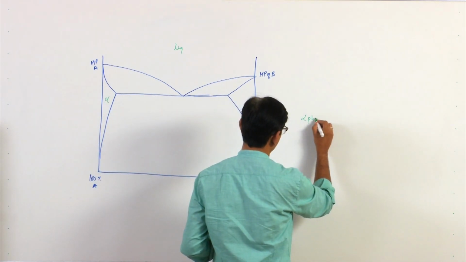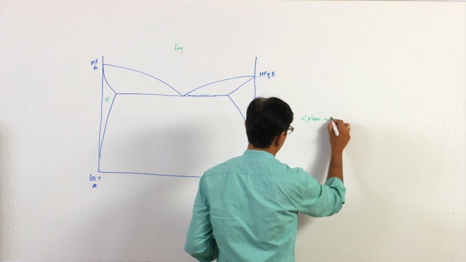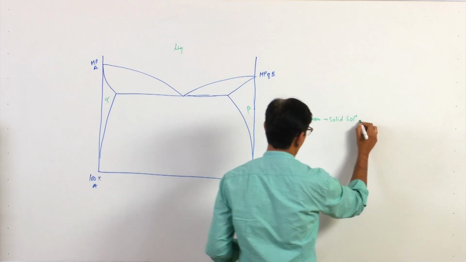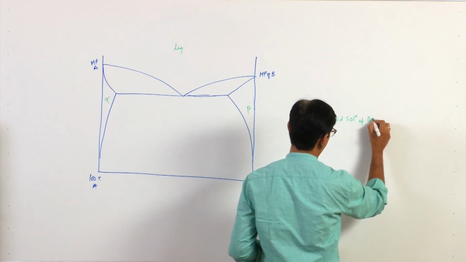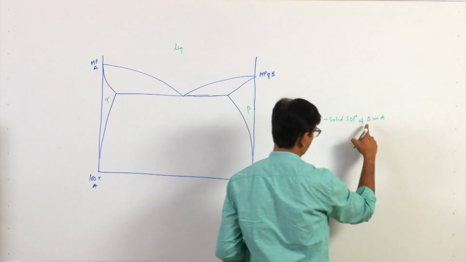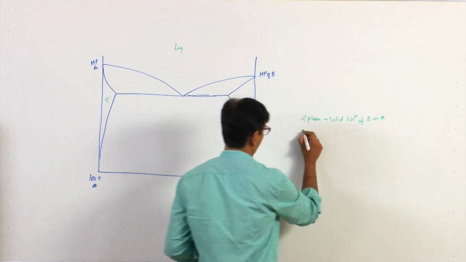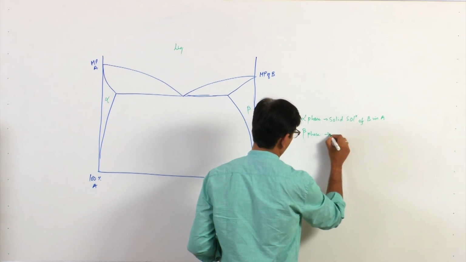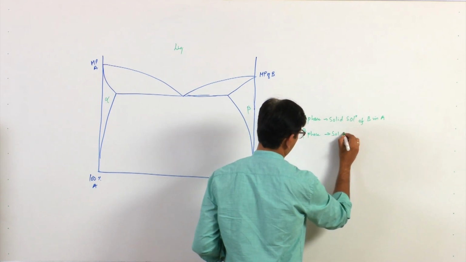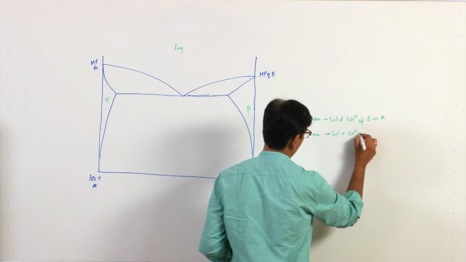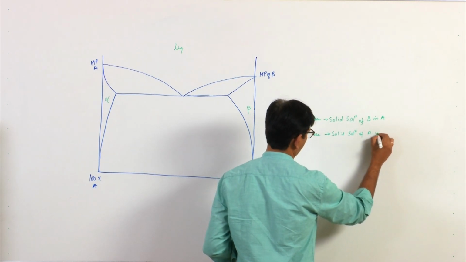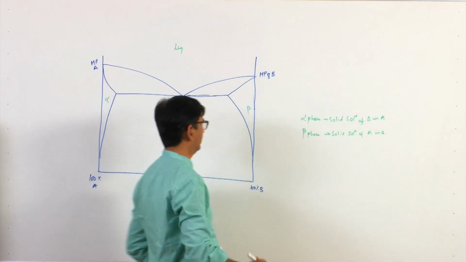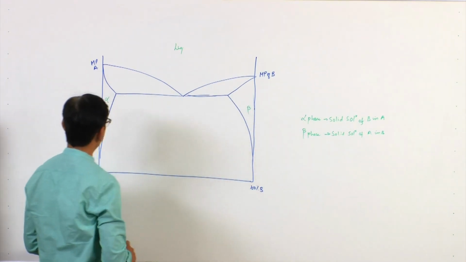So, alpha phase is a solid solution of B in A. So, B is solute, A is solvent. Beta phase is a solid solution of A in B. So, A is solute, B is solvent, okay, which comes here.